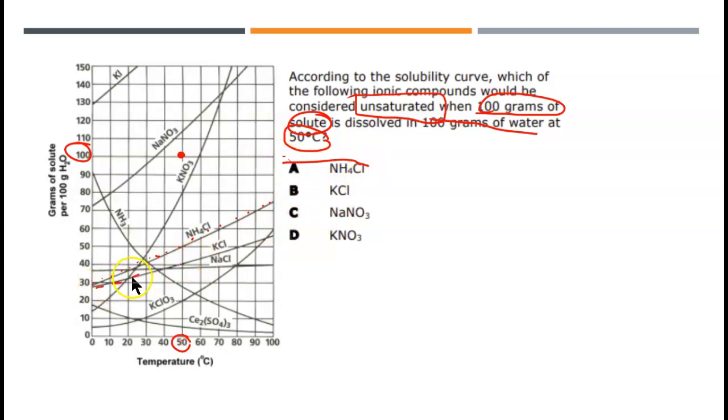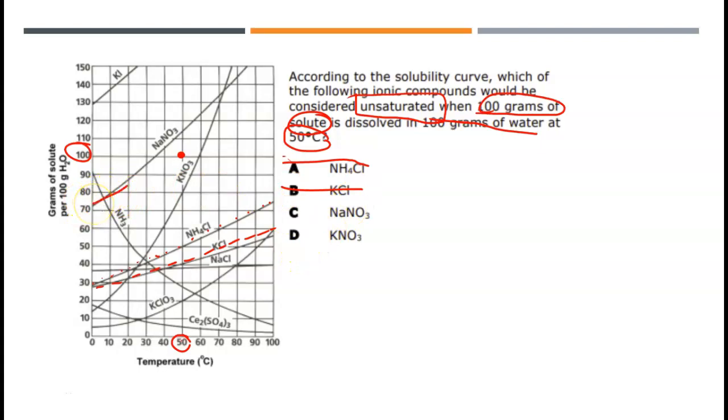KCl. The line is right here, kind of close. The dot is still above. Remember, we're always looking for the point of the dot. So the dot is above, so that is supersaturated. So it's not that one.